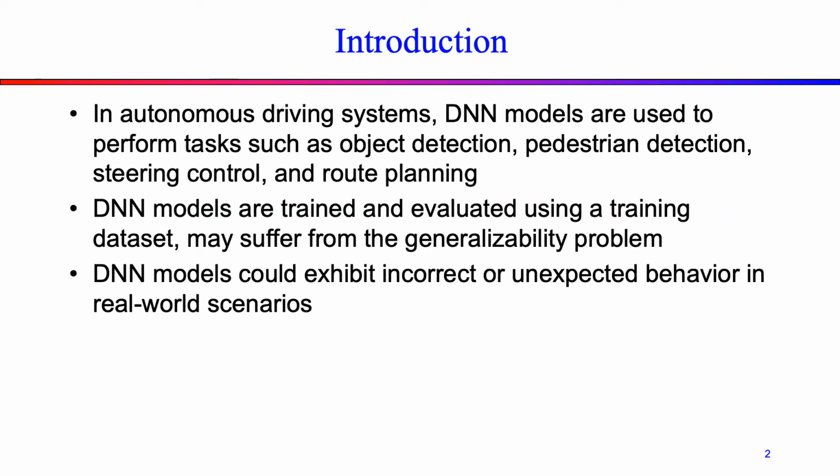As we all know, deep learning plays a significant role in the operation of autonomous driving systems. Deep neural network based models, or otherwise known as DNN models, are used to perform tasks such as obstacle detection, pedestrian detection, steering control, perception and localization, and route planning. As DNN models are trained and evaluated using a training dataset, they could exhibit incorrect or unexpected behavior in real world scenarios. And there is a need to rigorously test DNN models, especially using tests that imitate real-world conditions and include corner case scenarios.